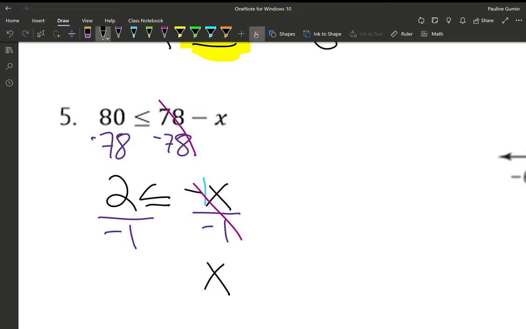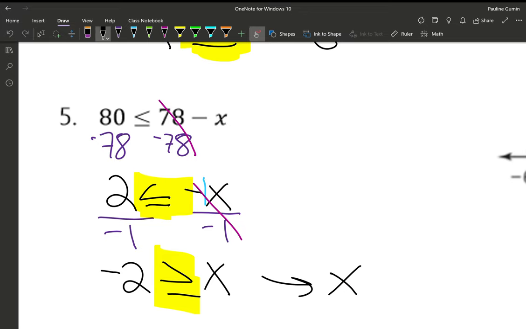On the left side, 2 divided by negative 2 is negative 2, and the symbol in the middle flips because I divided by a negative number. Now, this looks a little weird because the x is on the other side, but that's okay. If you want to, you can always rewrite it, but you gotta make sure it looks the same. The symbol is facing the same way, so the pointy end is towards x. So x is less than or equal to negative 2.